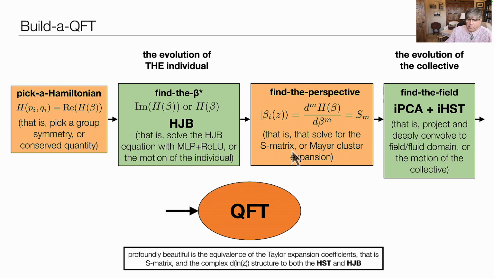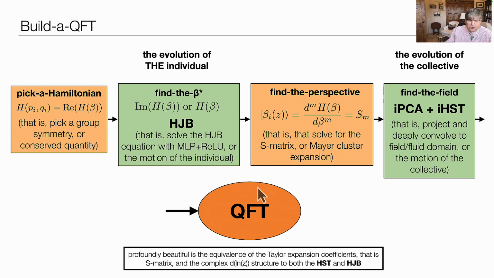That is, solve for the S matrix. And finally, we go and project up to that field by projecting, then deeply projecting onto this basis beta sub i, then deeply convolving to the field domain, where we actually get the motion of the collective. And that way we have now built our quantum field theory.